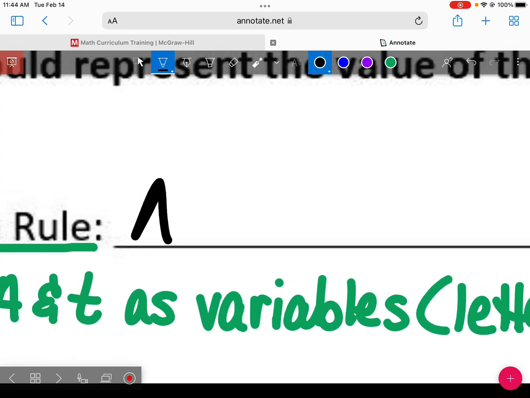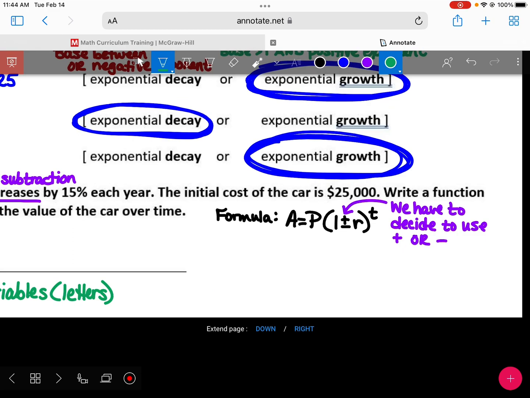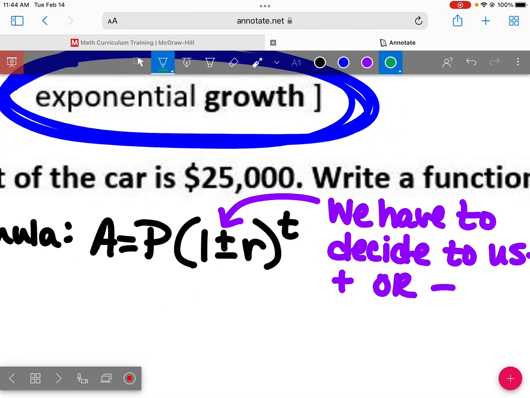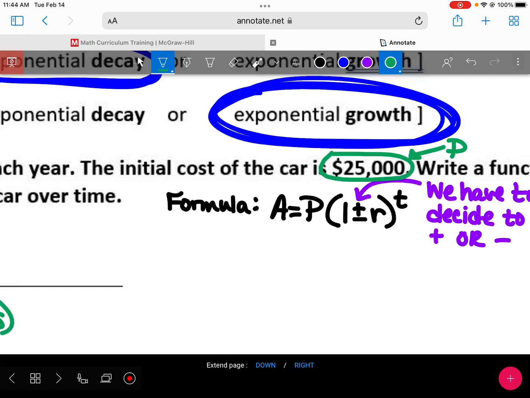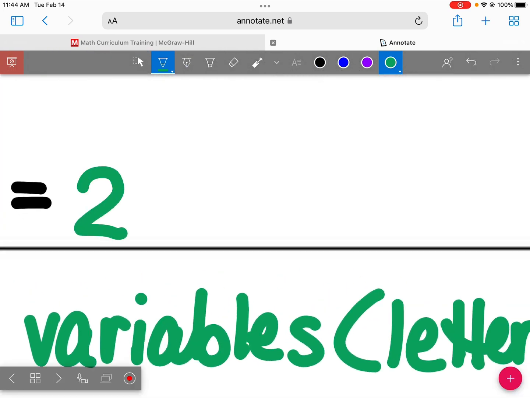So I'm going to have A equals, what should I put in for the P value? 25,000. Why? It says it is the initial cost. This is how much it's worth when they buy that car. So 25,000.